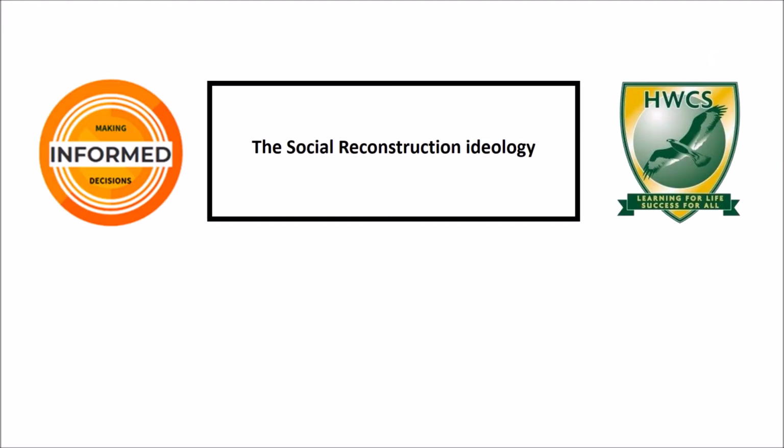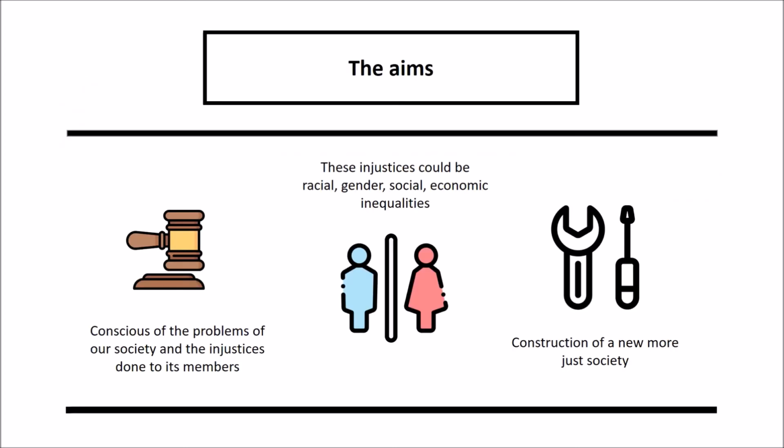And last but not least is the social reconstruction ideology. Here the aims are that we are conscious of the problems of our society and the injustices done to its members. We're coming to the understanding that actually everything isn't fixed in our society, that these injustices could be racial, gender, social, or economic inequalities. What we want as a society is a more just society, and our curriculums serve the purpose of trying to ensure that students create a more just society.